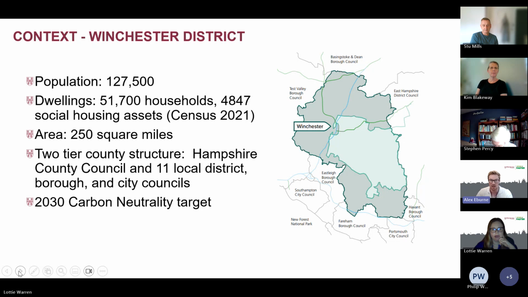At the moment, we're currently under a two-tier county structure. So we at Winchester City Council are a district authority, and we have Hampshire County Council, who are the upper tier authority. Now that's subject to change along with local government reorganisation. We have set an ambitious target to be carbon neutral as a district by 2030, and there's a lot of work that we lead on as part of our carbon neutrality programme to help to get to that target.